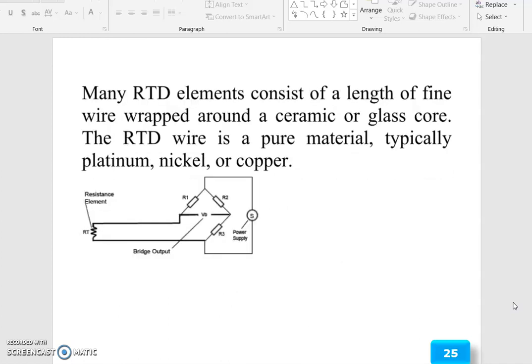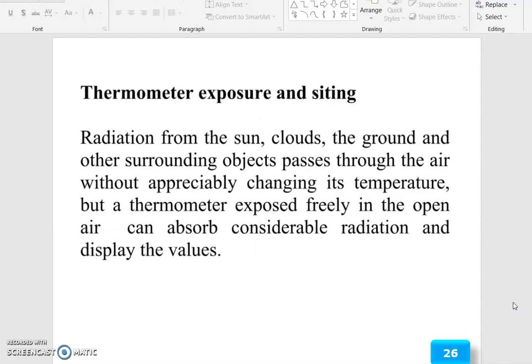Many RTD elements consist of a length of fine wire wrapped around a ceramic or glass core. So the RTD wire is a pure material, typically platinum, nickel or copper. See the resistance element RT, it will be crossed by R1 and R2 resistances. So from here the bridge output will occur. So from here the power supply is also supplied.